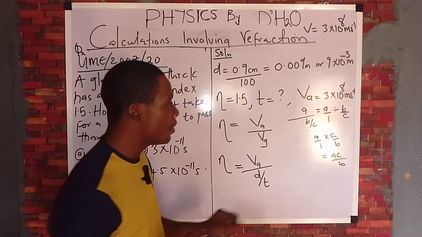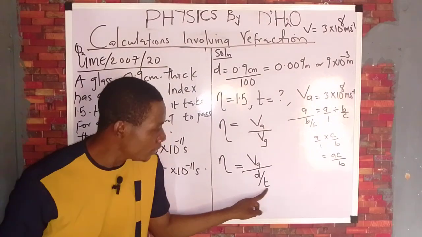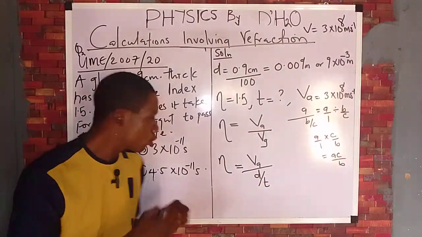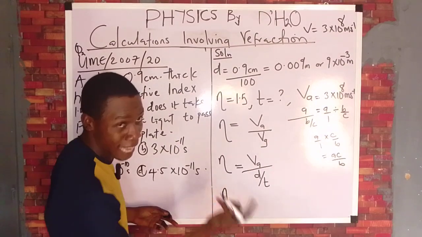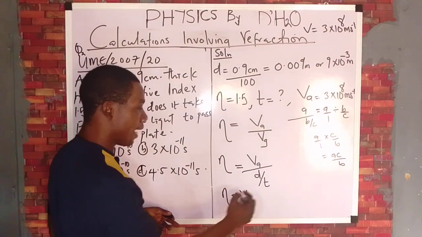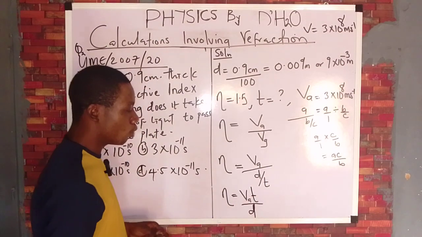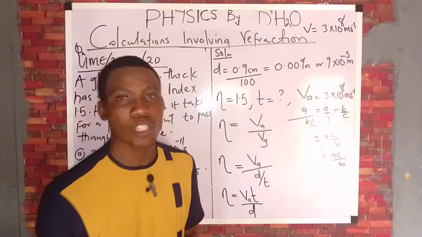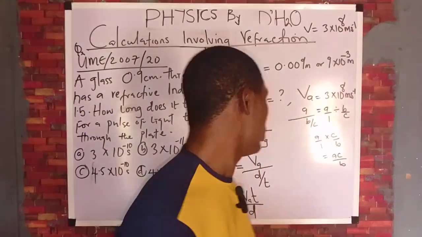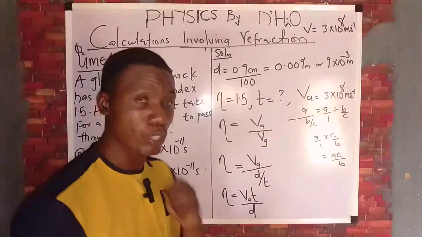So it means that if I have a fraction like this, t can automatically go to the top. So that my refractive index now will be the speed of light in air multiplied by the time taken all over my distance. If you have gotten to this extent, it means that you have gotten your answer. So what do you have to do now? Just substitute your variables, and the sky will be your starting point.